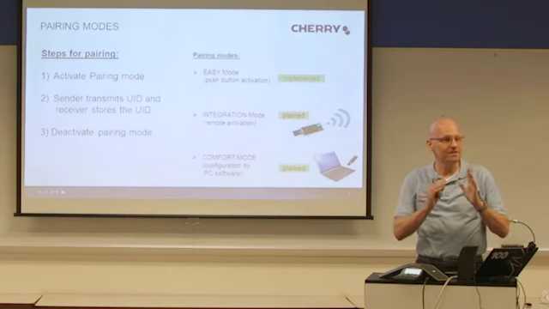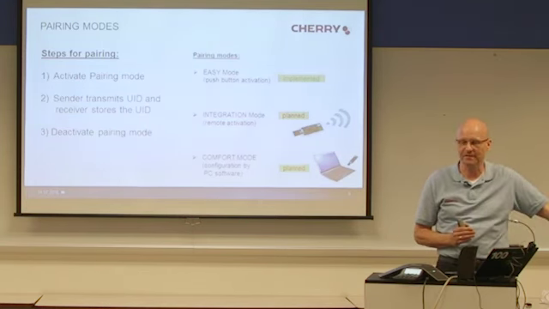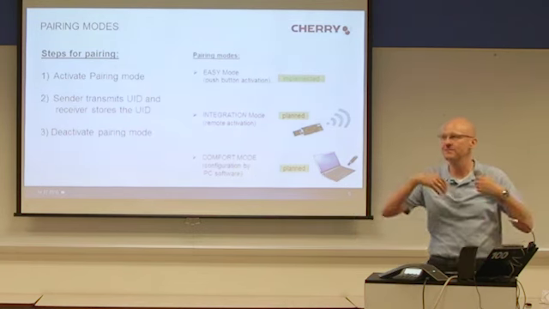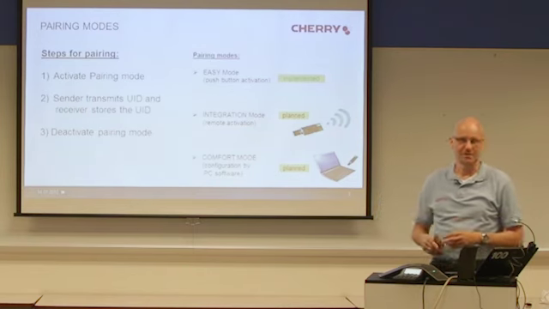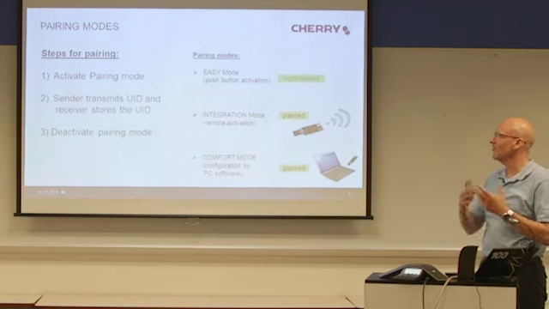But he has to decide, is this a sender for me? Is it important for me or not? And if not, he has to leave it out. If yes, he has to do something. So we need a pairing procedure. And a pairing procedure is always the same steps. We activate the so-called pairing mode, then we learn the sender to the receiver, then we deactivate the pairing mode.